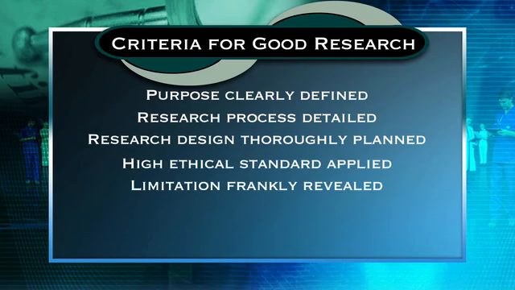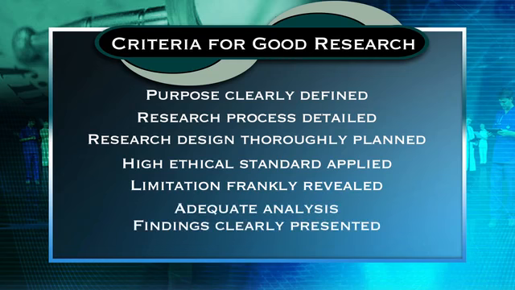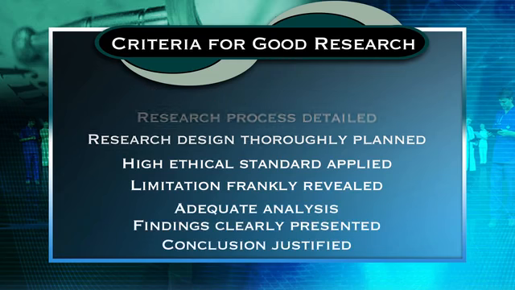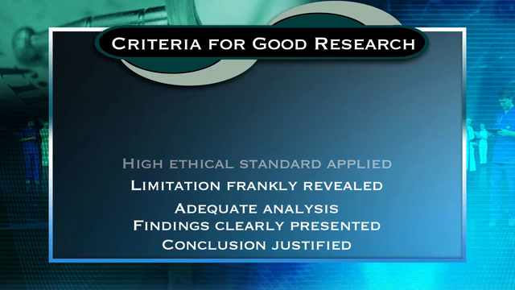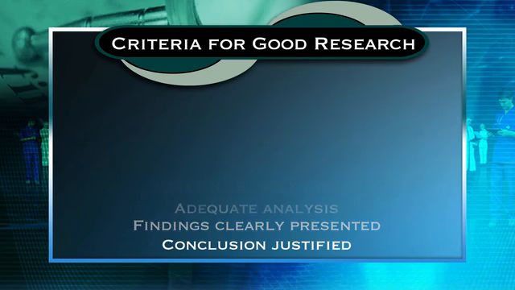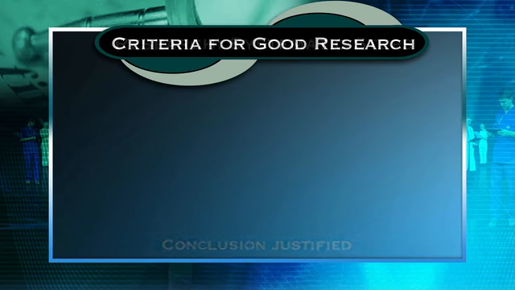And limitation or delimitation, whatever we call it; self-imposed limitation is called delimitation. So the researcher must reveal the limitations of his study. Limitation is generally in two aspects, geographical coverage as well as time. So these two must clearly be defined. Adequate analysis of the data to throw new light, and findings must be clearly presented, and conclusions must be justified, so that they can be used for general purposes too.